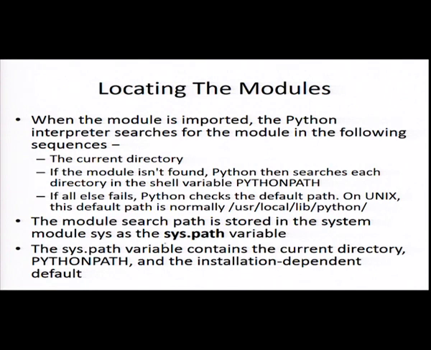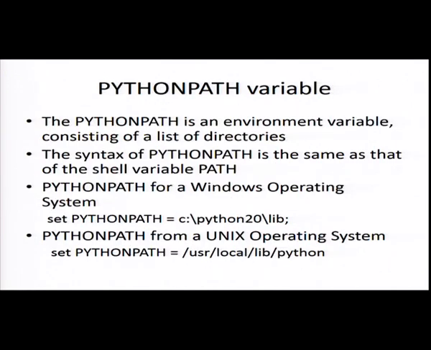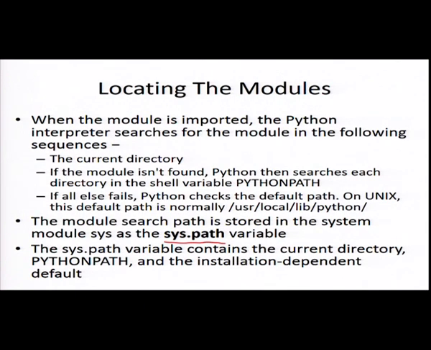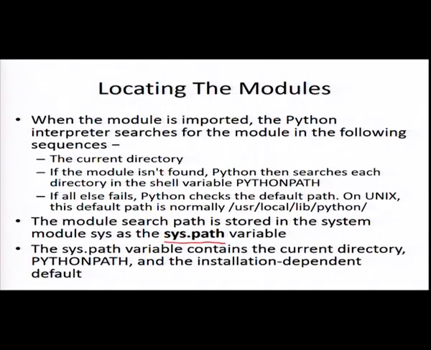The variable name will be written as sys.path. The sys.path variable contains the current directory, the PYTHONPATH and the installation dependent default. By default, you have this PYTHONPATH. If you want to set it to a different location, you can set it like this, as we can see in this slide. And my dear viewers, as a question for this particular slide: how do you locate the modules? What is the sequence in which the interpreter will search?